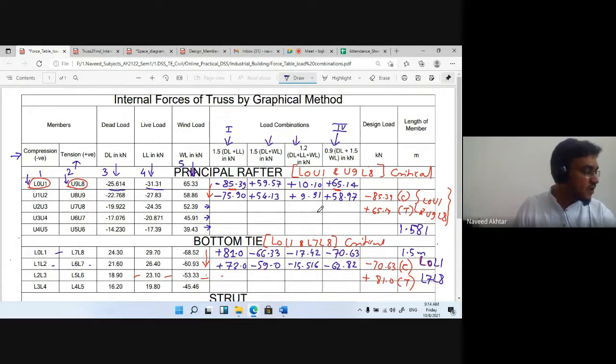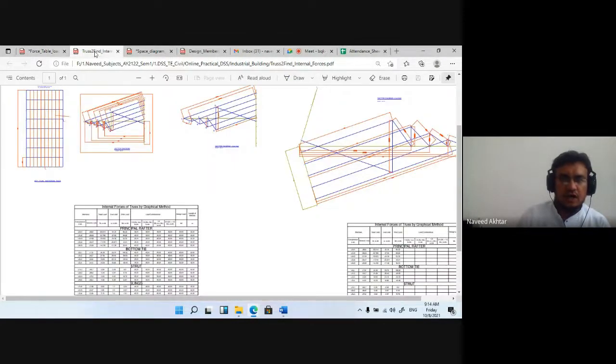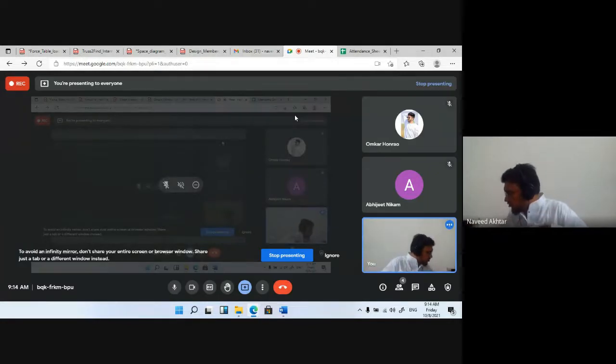It needs lots of time to understand, because for the industrial building we first have to do the functional planning, and then from that decide the type of truss and the loading on the truss: external loading due to dead load, live load, and wind load. All these were calculated earlier. We have completed all that part, and then we also found the internal forces of the truss.